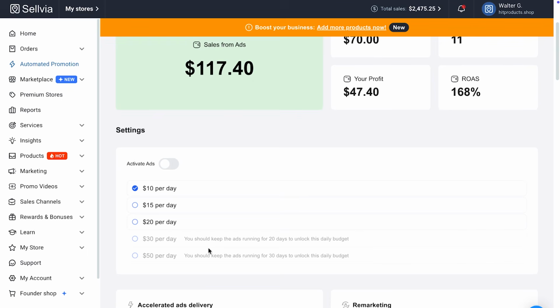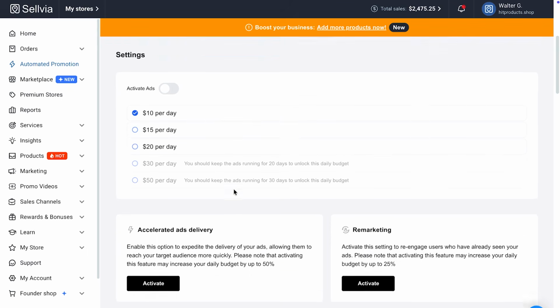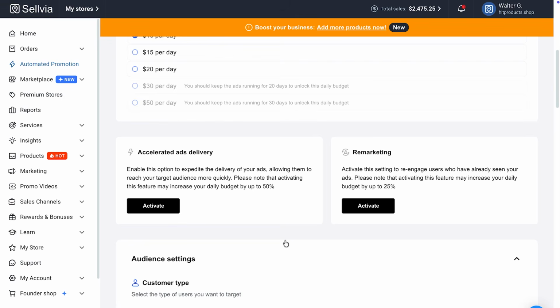If we go a little bit lower, we have stuff like accelerated ads delivery. Basically this just ramps up the performance of the ads. What I'm specifically talking about is what the actual ads AI does, so how fast it gets your ads out to your potential customers.